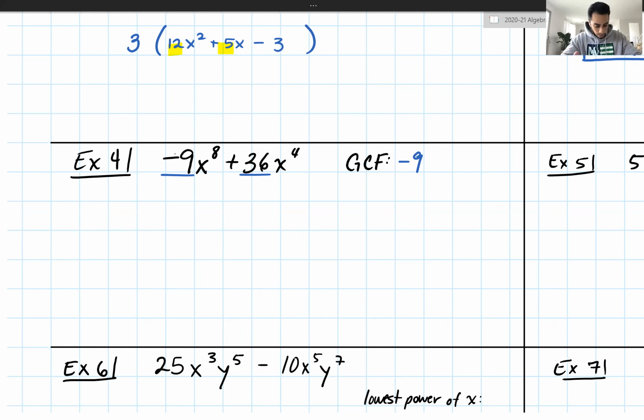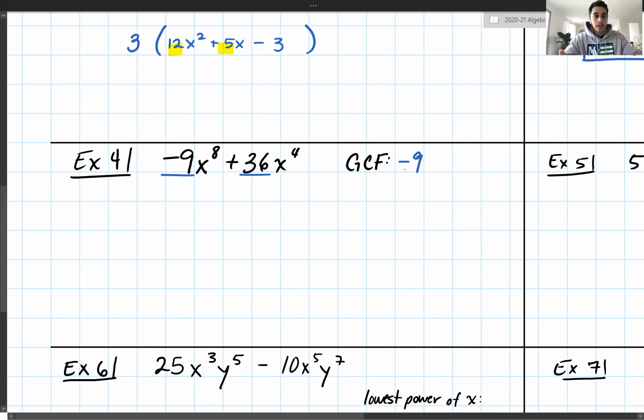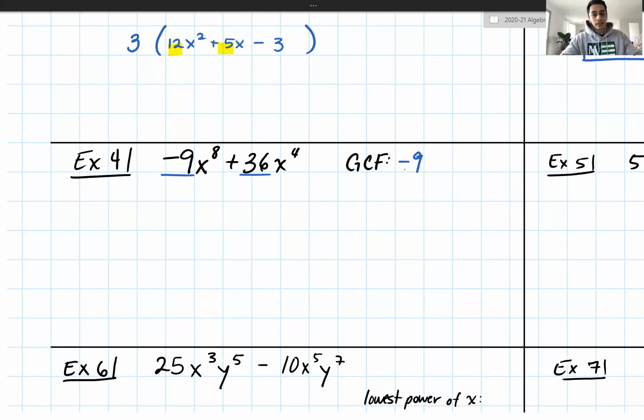Okay. So what we're going to do is divide by negative 9. All right. So when the leading term, negative 9, does go into 36. It does.